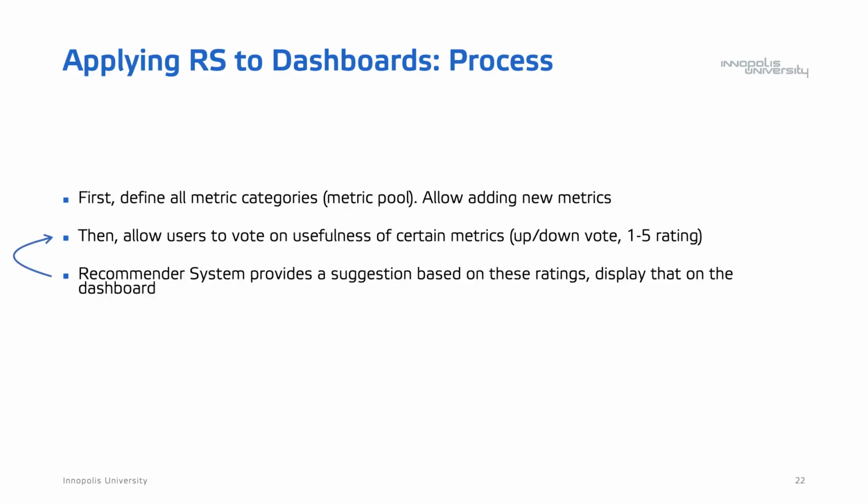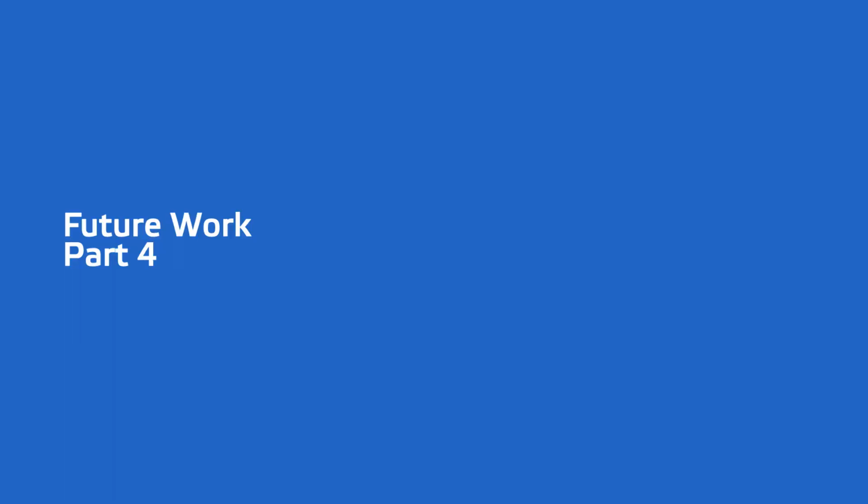So this is the process that we would use. First, we define all categories, and we allow adding new metrics. Then we allow users to vote on the usefulness of certain metrics, either by up and down vote or a 1 to 5 rating or so on. Then our system would provide suggestions based on these ratings, displayed on the dashboard. And this process continues on and on. We would also consider using implicit feedback instead of explicit feedback.